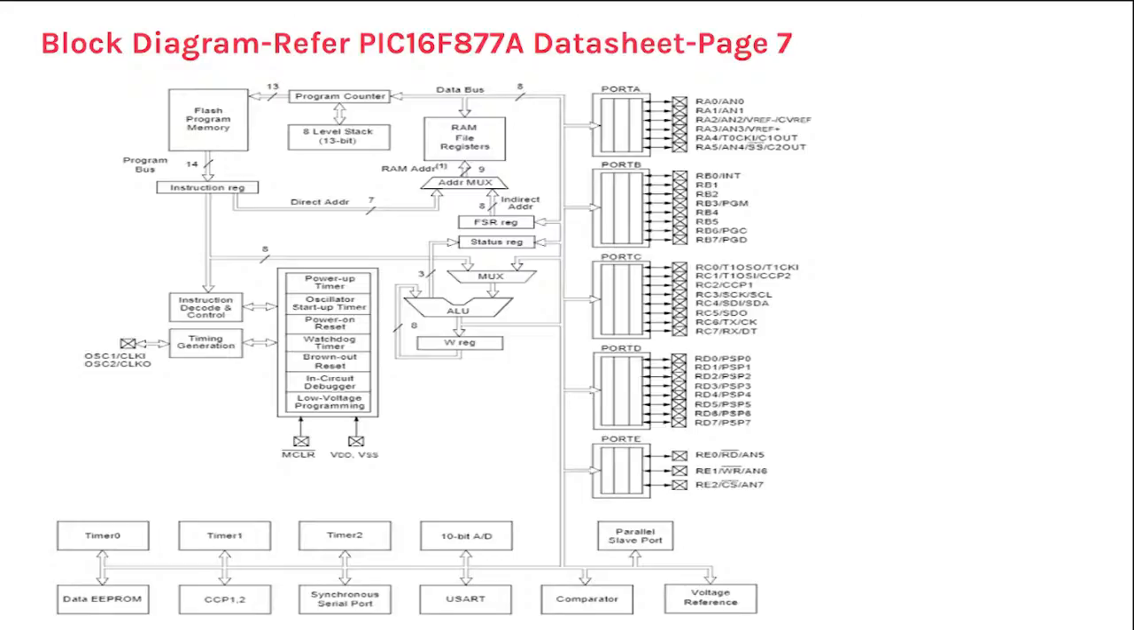That's power-on reset. And apart from this, you have 3 timers: timer 0, timer 1, and timer 2, and a 10-bit analog to digital converter. 10-bit ADC is there. Synchronous serial port, SSP, is there, and USART is there, and you have a comparator as well as the voltage reference. Apart from this, you have oscillator in and flash memory, as well as the data memory. So the program counter and the data bus. So this is the internal block diagram of PIC 16F877A.